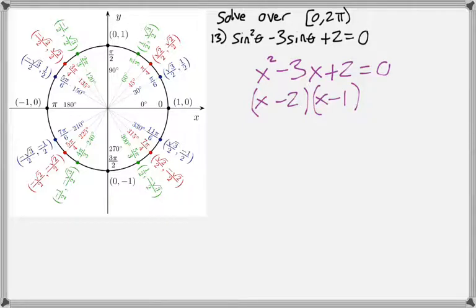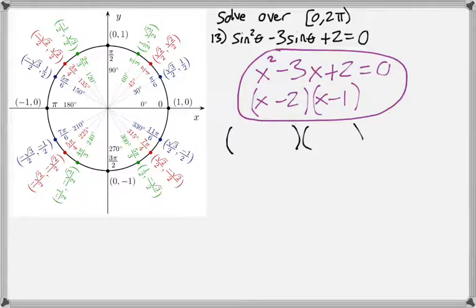So that is kind of the structure or the template for how we're going to solve this one. So I can just put my two parentheses, and instead of putting an x and an x, I'm going to put a sine of theta and a sine of theta, and then what two numbers multiply together to give me positive 2, but add together to give me negative 3? Well, it's just the negative 2 and the negative 1.